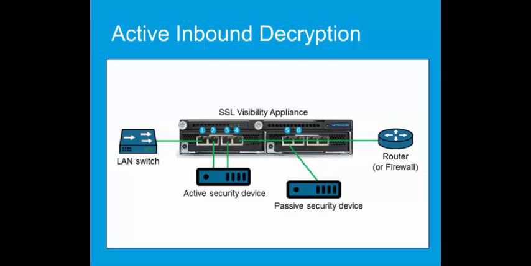In an active inline deployment, the SSL Visibility Appliance is connected to the network as a bump in the wire, which means it is not an active device itself. It is unnoticed by other devices, although the security device connected to it is active. The SSL VA appliance decrypts SSL traffic and sends it to the security device.